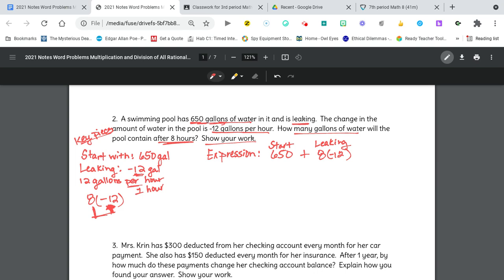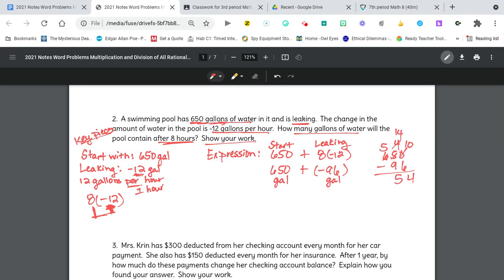Now, some of you are just going to go ahead and say, well, I'm going to multiply 8 times negative 12 or 12 times 8 and get 96 and subtract the 96. That's fine. But I'm just going to go ahead and say that here I start off with 650 gallons. Plus, it's going to leak 96 gallons. So I'm going to have to take away 96 gallons. Because if it leaks 12 gallons 8 times, it's going to leak 96 gallons total. And all I do is subtract the two. 650 minus 96. That's one way of doing it, guys.